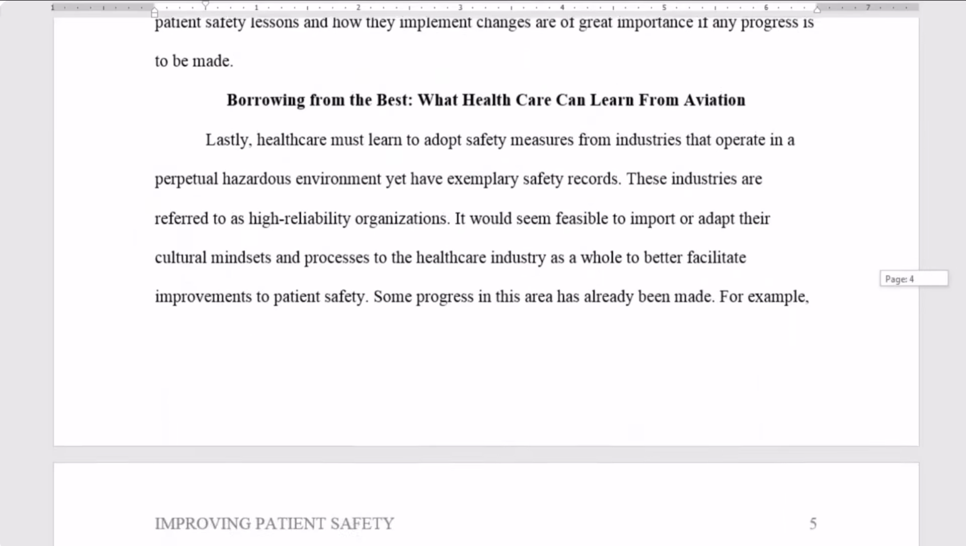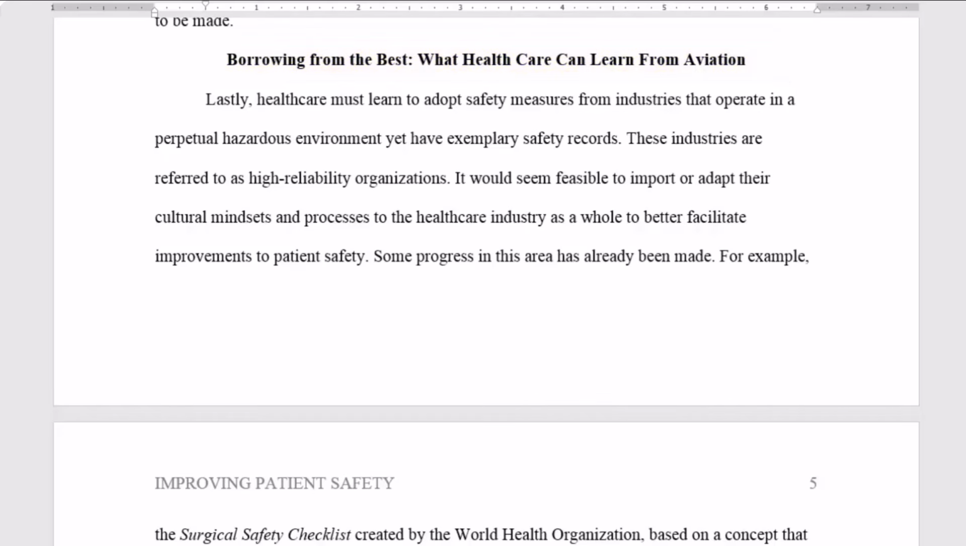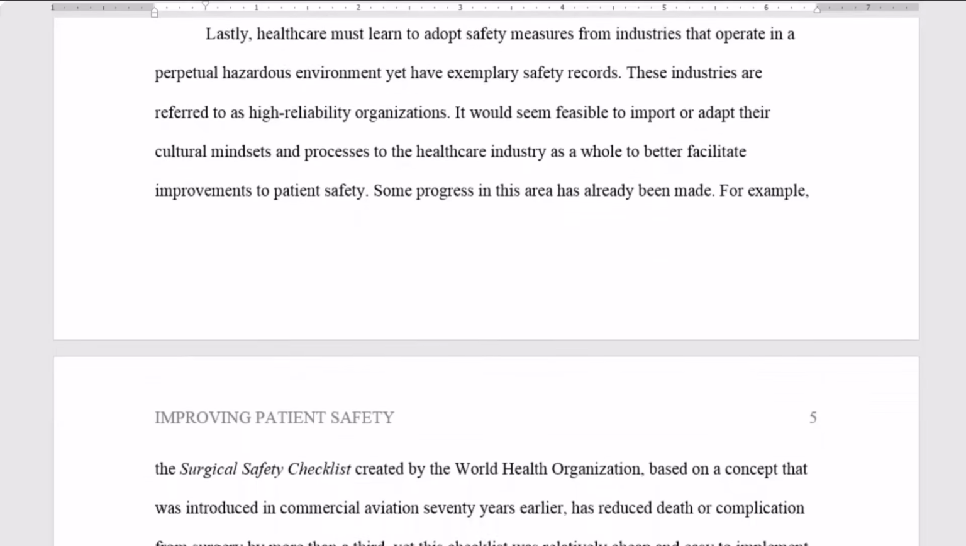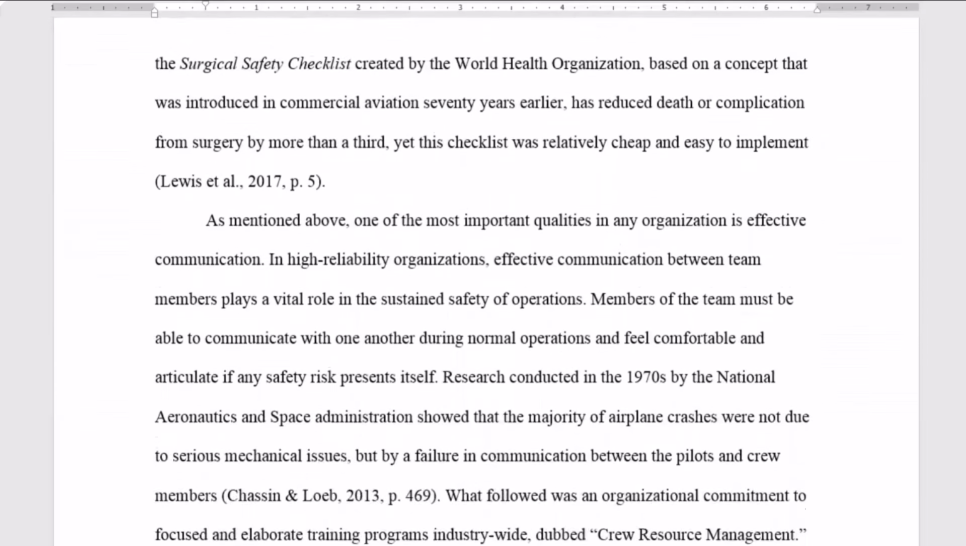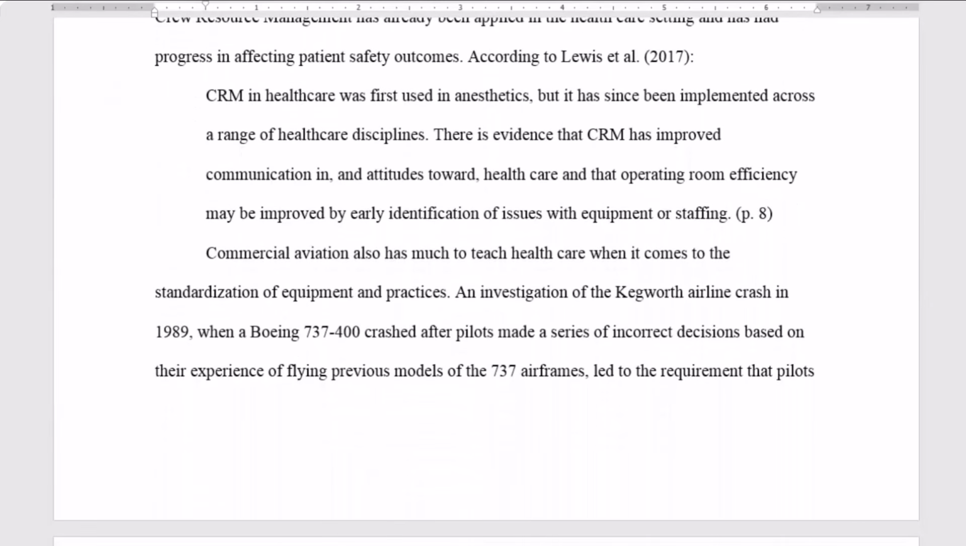Here's Marcellus's third main point and section, as signaled by the subheading, Borrowing from the Best: What Healthcare Can Learn from Aviation. And after that subheading, you'll see the same pattern, a series of body paragraphs that follow the state, explain, support with sources structure.